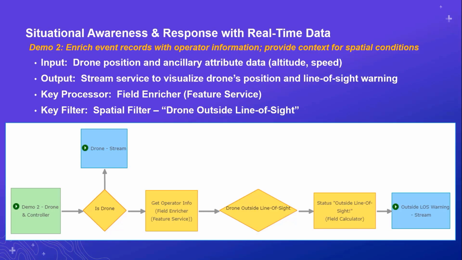The key processor here I'd like to focus on in this GeoEvent service, though, is the Field Enricher feature service. And a little bit later, I'd like to talk more about the spatial filter that was configured for detecting when the drone was outside of that line of sight of the operator.